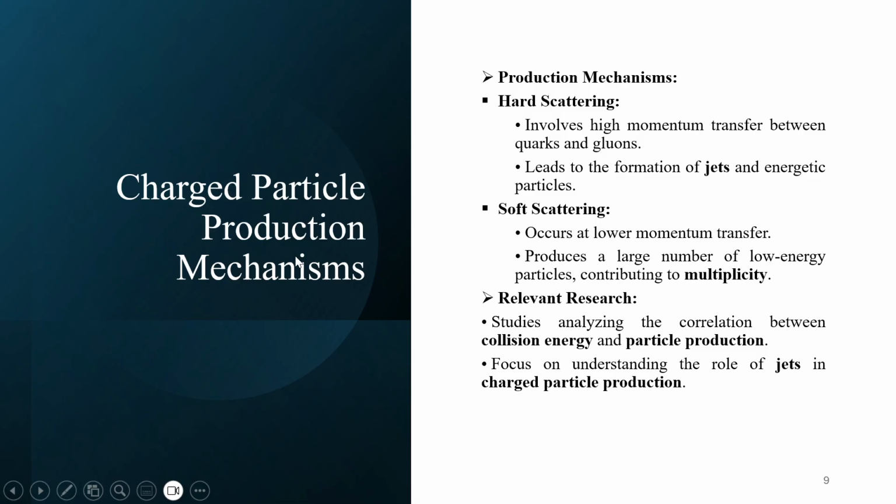Here is the charged particle production mechanism. There are two types of scattering: hard scattering and soft scattering. In hard scattering, there is basically high momentum transfer between quarks and gluons, which leads to jet formation. And in soft scattering, there is basically low momentum transfer and mainly low energetic particles are produced, which contributes to the multiplicity.